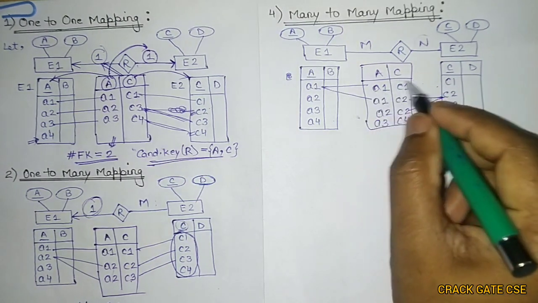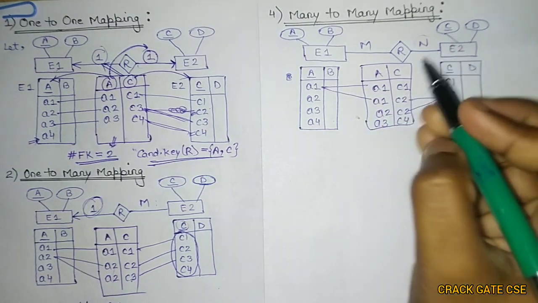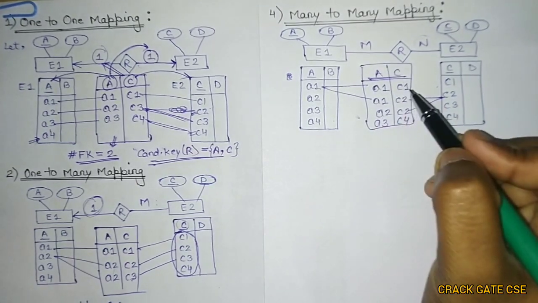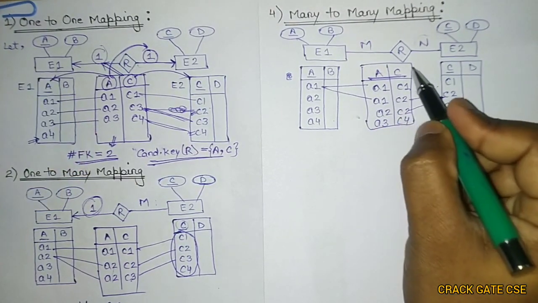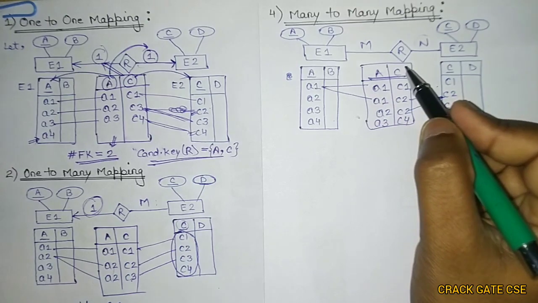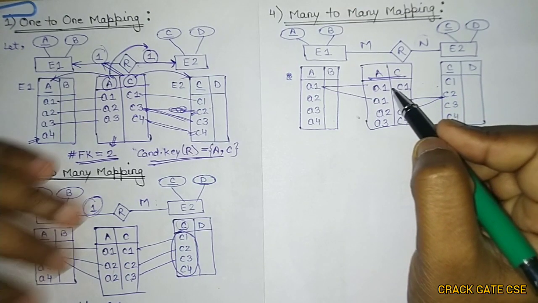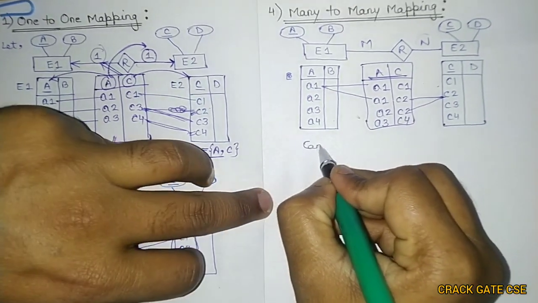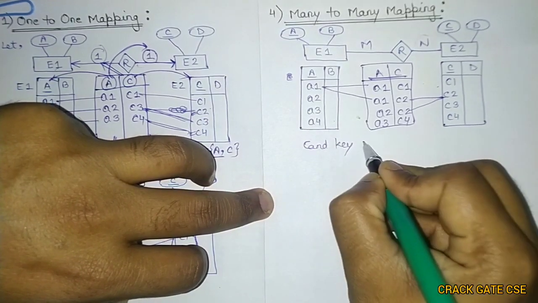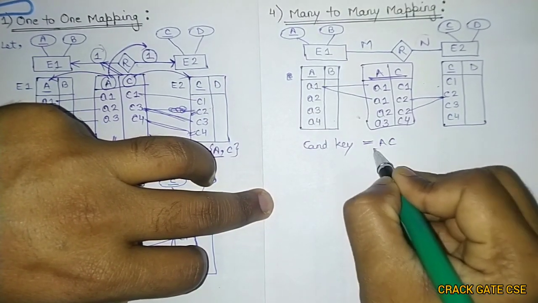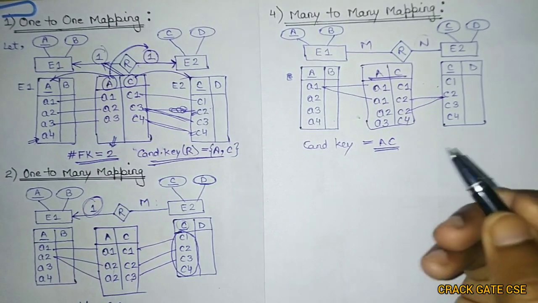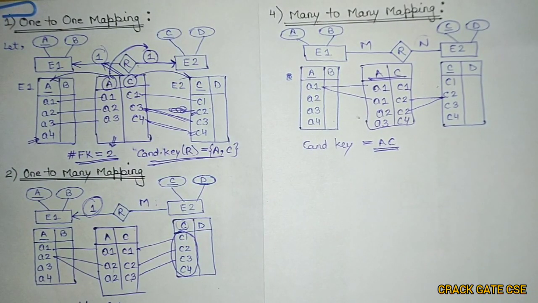So what will be the key in this particular example? Here A and C combined will work as a key, because neither A nor C is able to identify a record uniquely. So the candidate key here will be A, C, right? So I hope you got an idea behind this mapping.